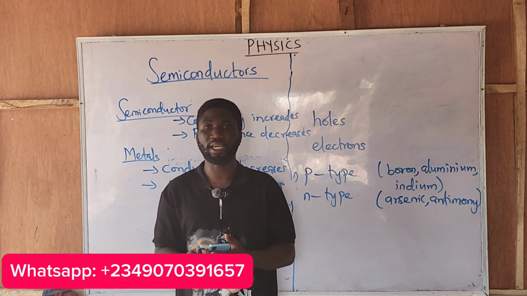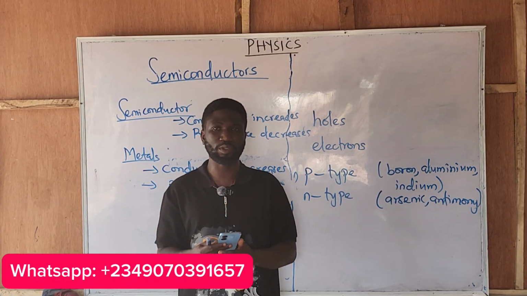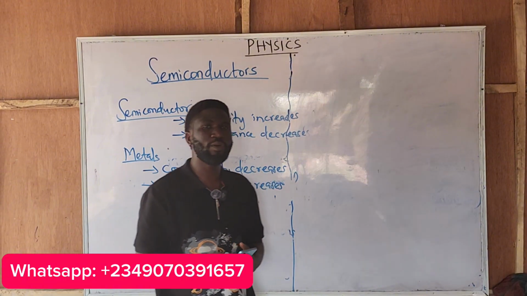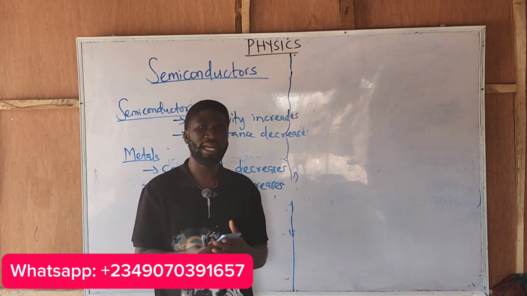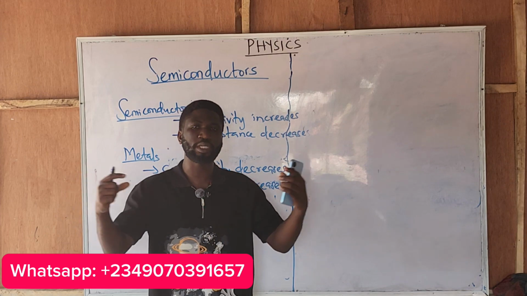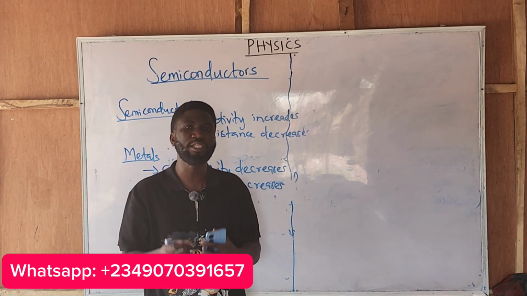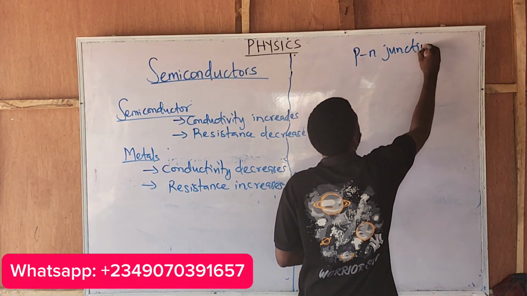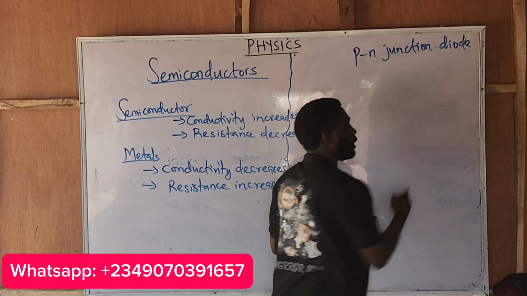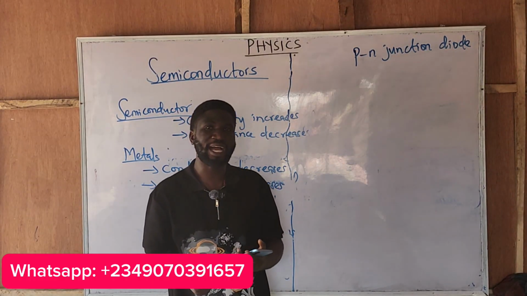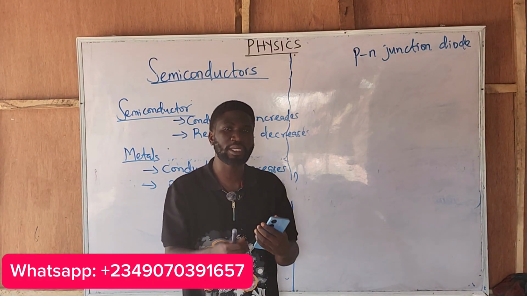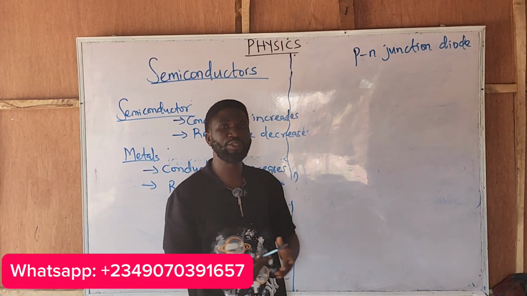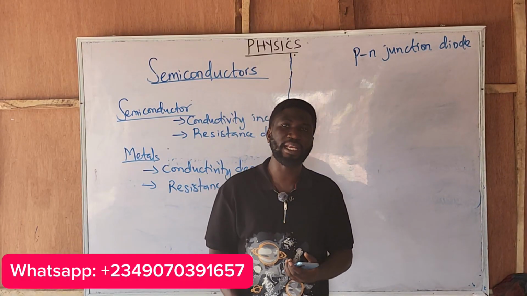So I want to believe that you've gained a lot pertaining to semiconductors. Let me quickly say something regarding semiconductors. When a p-type semiconductor and an n-type semiconductor come together, they form what we call the p-n junction diode. And under this, you need to know what we call the forward biased and the backward or reverse biased.